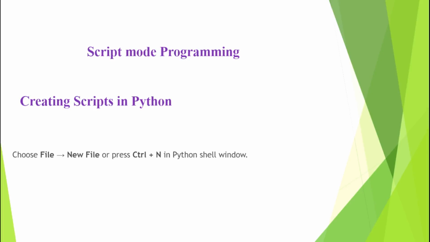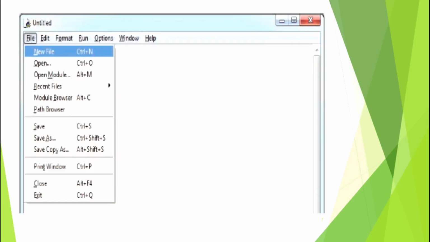To create a script in Python, choose File, then New File, or press Control N in the Python shell window. Next, a window like this appears. Initially it will be untitled. Here the menus are available: File menu, Edit menu, Format, Run. The text file looks like this.